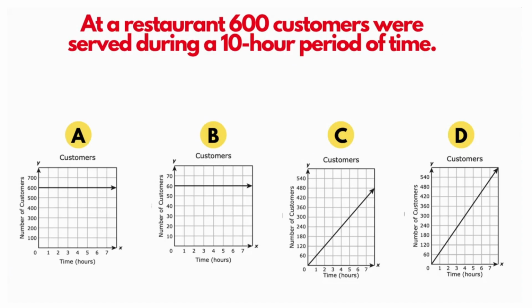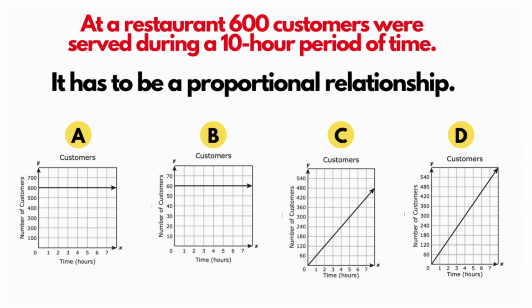here. So when we look at customers eating at a restaurant, we know it has to be a proportional relationship. And the reason why that is, if the restaurant is not open, they will serve 0 customers. 0 hours being open is going to serve 0 customers. So your graph will have to start at 0, 0, which is the origin, which is one of the stipulations for a proportional relationship. It has to pass through the origin.